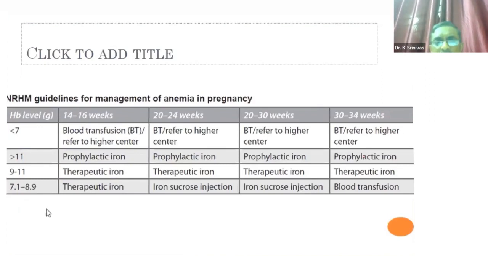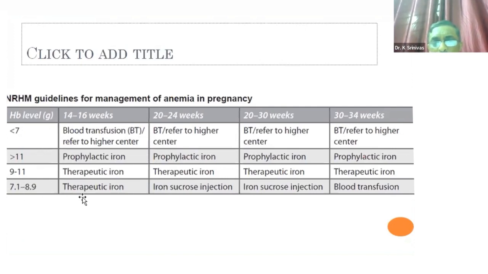Again, very simple. Just see, students, more than 11, you are giving them only prophylactic iron. Hope I am clear with this. Prophylactic iron is giving 100 milligrams of elemental iron throughout pregnancy from 14 weeks onwards. Now less than 7, always give them packed cell transfusion at any duration of pregnancy. So more than 11 and less than 7, we are clear. 9 to 11, you are giving therapeutic iron in all the trimesters. If that is 9 grams to 11 grams, you are giving therapeutic iron.